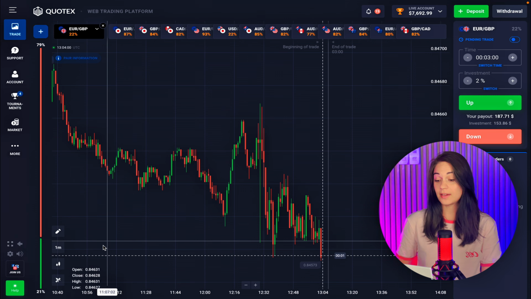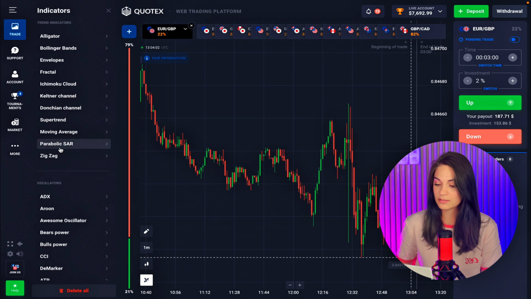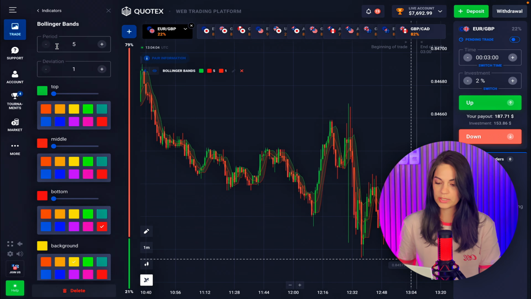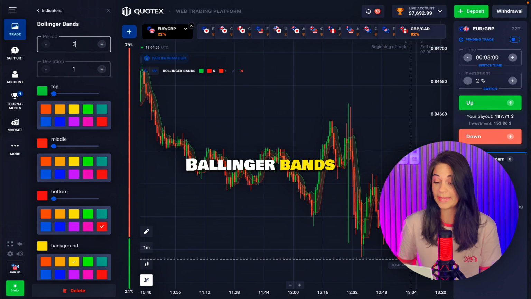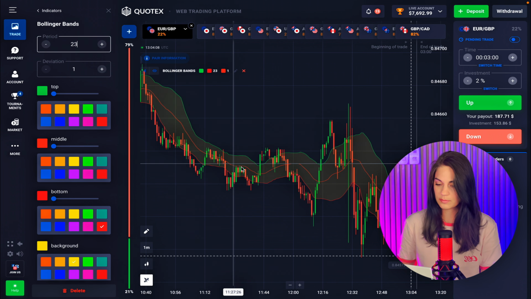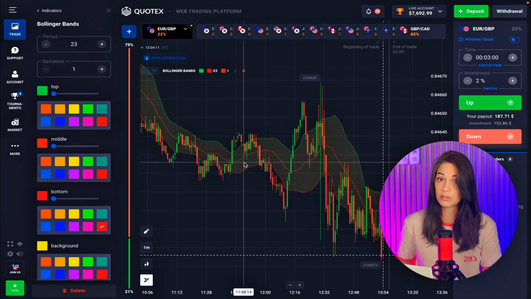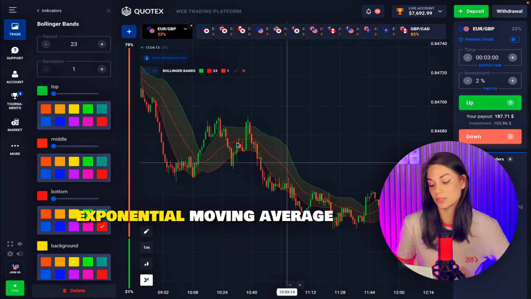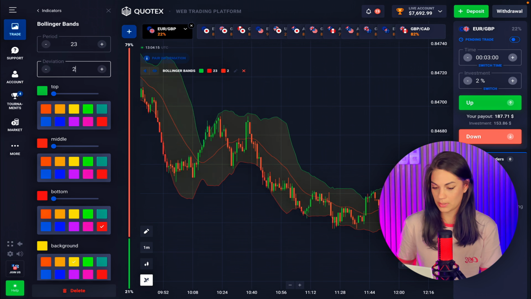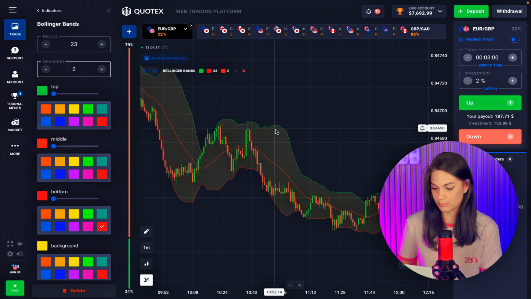And now let's get down to the strategy. Alright guys, so let's get started with the settings of our indicators. So first of all, we need to add Bollinger Bands. In the settings, it's going to be the period of 23. This is the central line. This is exponential moving average here. And of course, it's going to be 23. And the level of deviation is going to be 2.